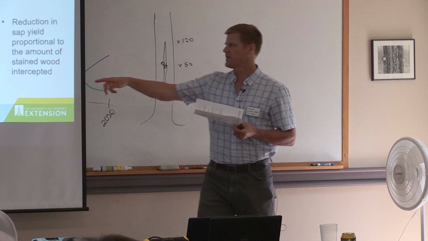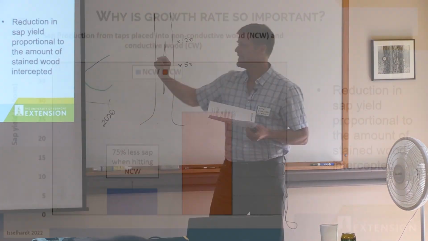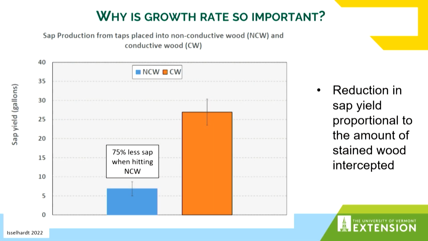And when I did the work, I found that on average, when I was intentionally hitting stained wood, the yield was 75% less sap. So it has a big part to play, making sure of healthy trees and a good amount of growth. You may not see it in the first couple of years, like we've seen. It's a long-term issue.